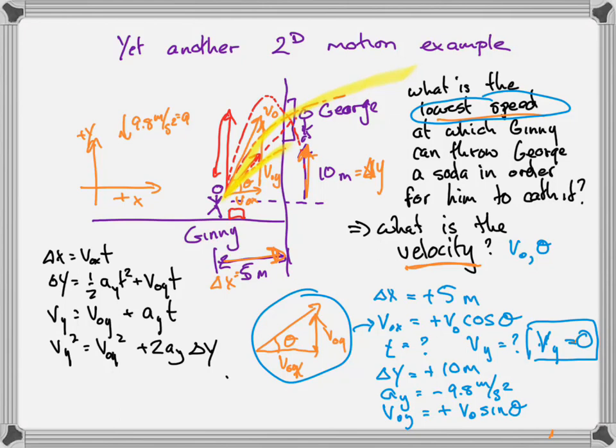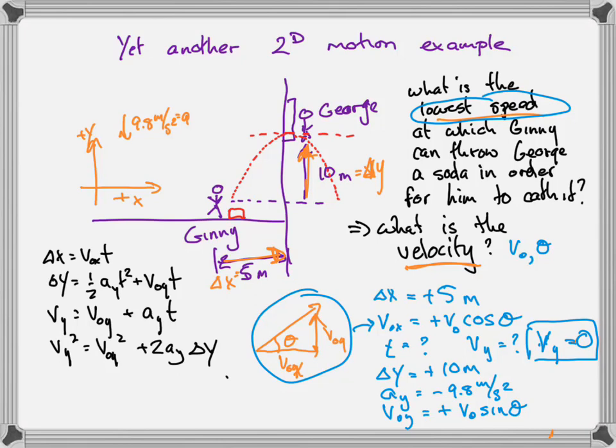So the lowest speed I can throw it at and get it to George is if it reaches right at the top of the trajectory, right? I don't want the top of the trajectory to be below the window's level because it'll hit the wall. If the top of the trajectory is above the window's lowest level, then it's going to be going faster than it needs to be going.